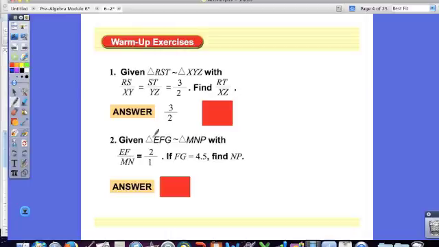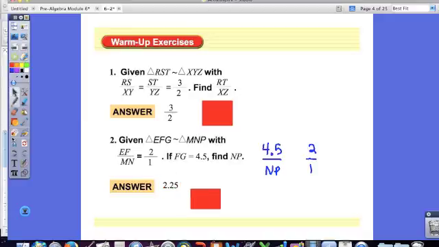And given this triangle, EF to MN is a ratio of 2:1. If FG was 4.5, they want you to find NP. So this is 2:1. Half of 4.5 is 2.25.